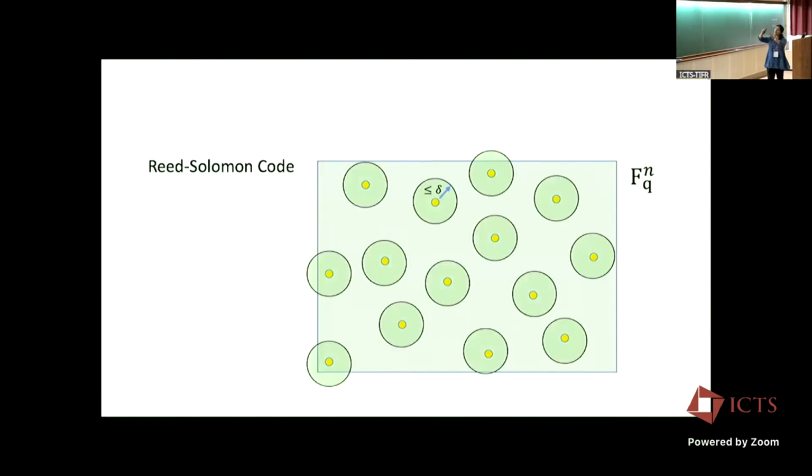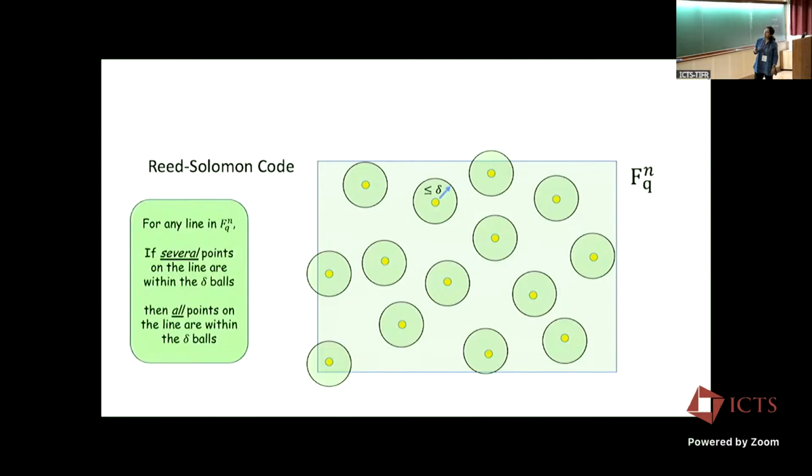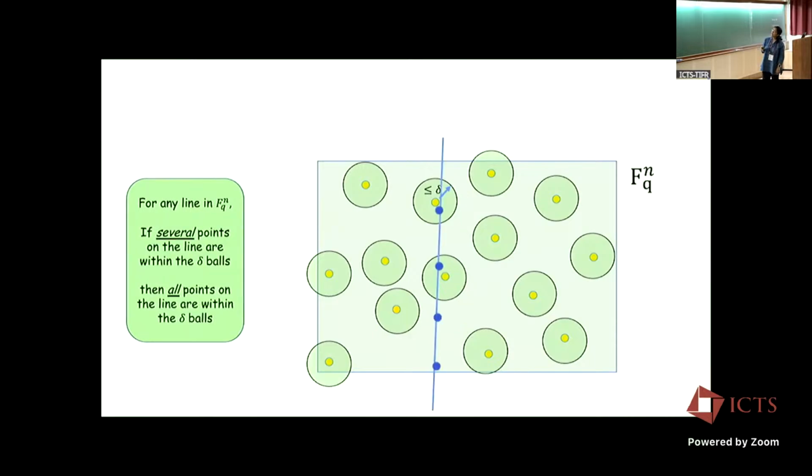I can draw balls of Hamming distance delta about every Reed-Solomon code word. Let's not worry about what delta is, but for some parameter delta, I've drawn balls of Hamming radius delta. And now I can look at lines in this space, F_q lines. Here's a line I drew that intersected two of the balls of Hamming radius delta. Here's another line where every point on the line intersected a ball of Hamming radius delta.